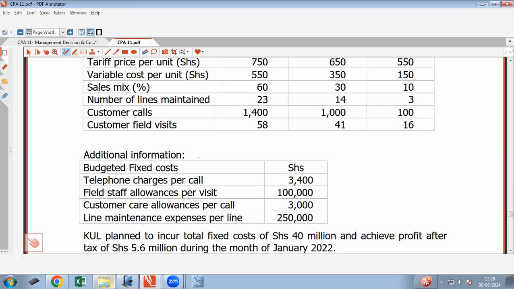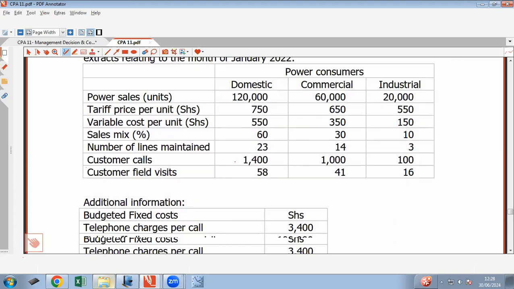When they give you overheads and tell you this is per call, it means they've already computed the overhead absorption rate for you. Remember, in the previous examples, we were computing ourselves per hour, per watt. But here they're giving you per call. That means they've given you the overhead absorption rate. The only thing is for you to multiply, depending on which customer. If you are dealing with telephone charges, you get 3/4 times the one for domestic.